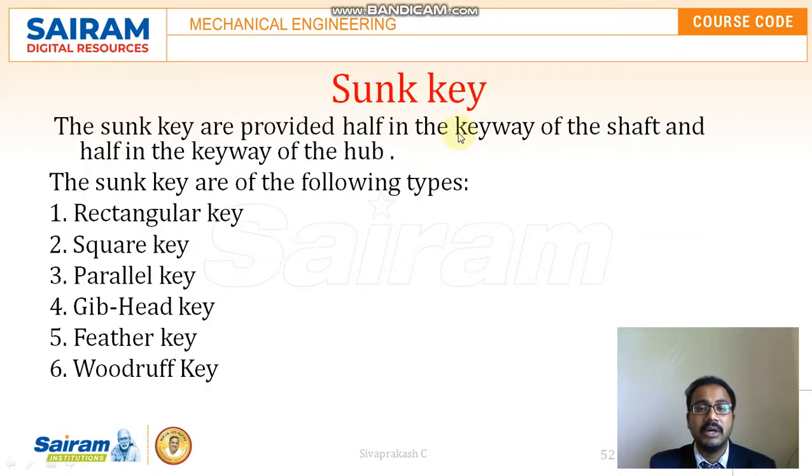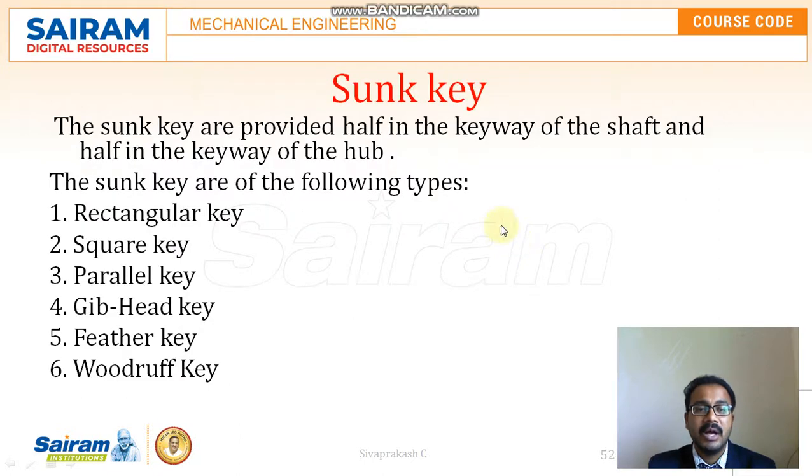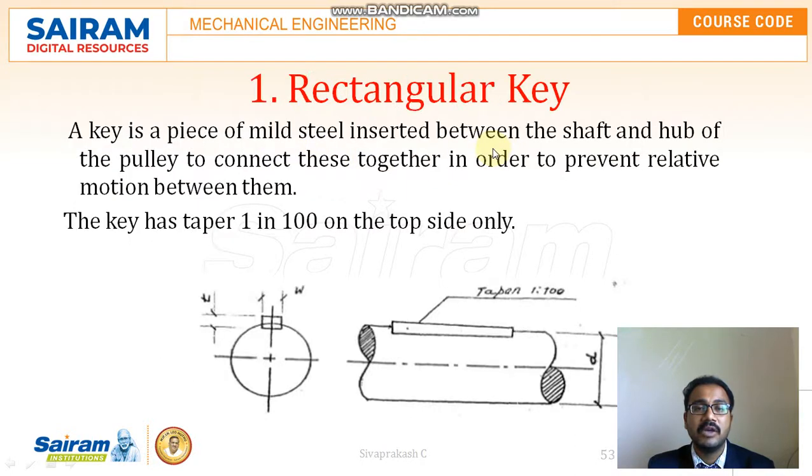First, we will discuss the very first type, that is the sunk key. The sunk keys are provided half in the keyway of the shaft and half in the keyway of the hub. You can see the sunk key. This is the definition. We will see what all the categories are under sunk key. We have rectangular key, square key, parallel key, Gib-Head key, feather key, and woodruff key. So we will see whether they fulfil this requirement, that is half in the keyway of the shaft and half in the keyway of the hub.